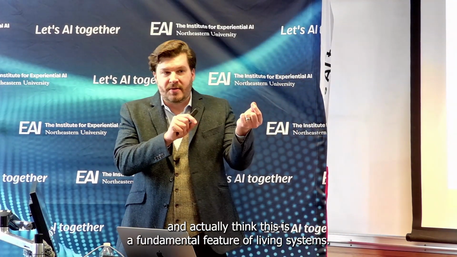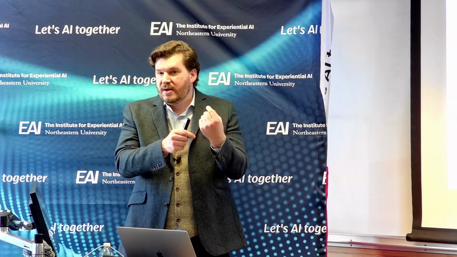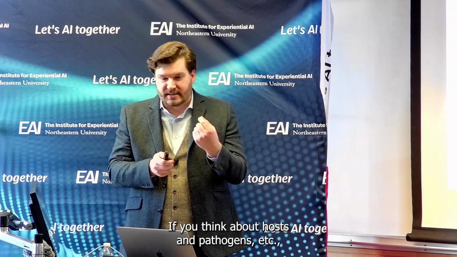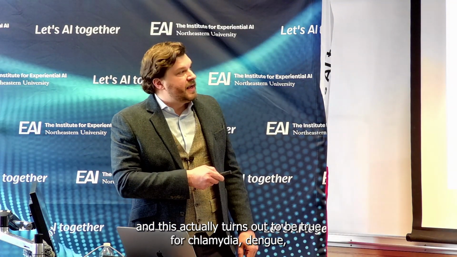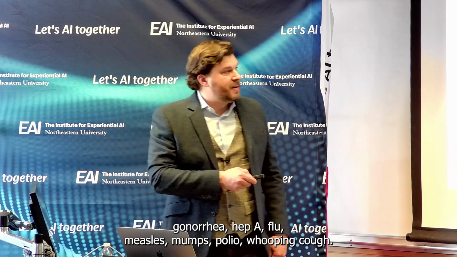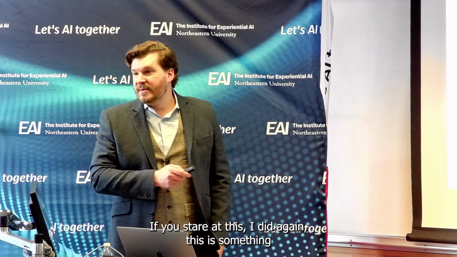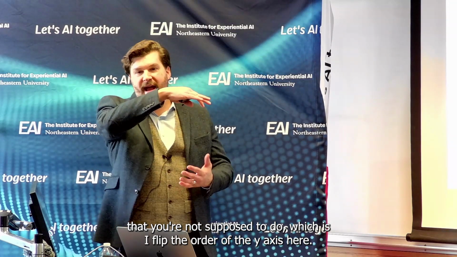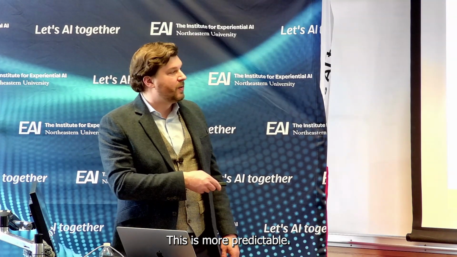I actually think this is a fundamental feature of living systems because they're evolving. They are actually interacting this way if you think about hosts and pathogens, et cetera. And this actually turns out to be true for chlamydia, dengue, gonorrhea, hep A, flu, measles, mumps, polio, whooping cough. If you stare at this, this is something that you're not supposed to do, which is I flip the order of the y-axis here, so this is now more predictable. Less predictable, this is more predictable.